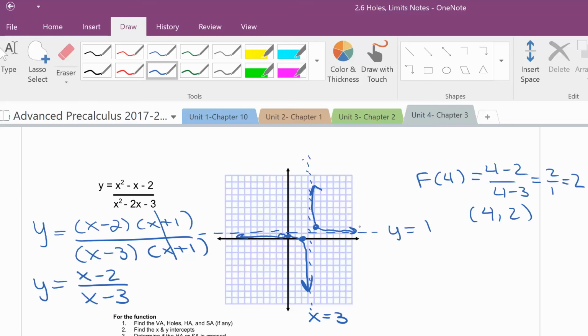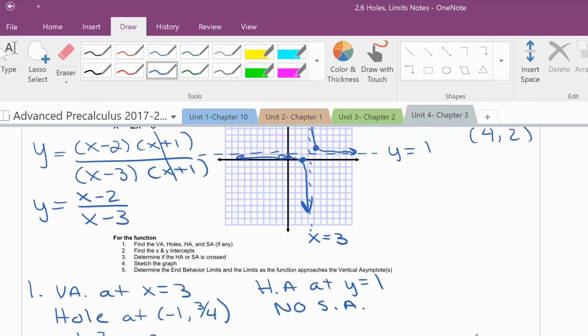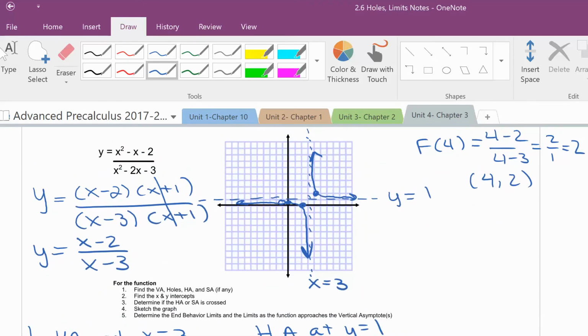So there's our graph. Now the last thing you need to do is find the limits. The end behavior limits are the limits of the function as x approaches negative infinity, meaning as x goes to the left. What is y doing? Well, notice y is going towards the horizontal asymptote of 1. And the limit of the function as x goes toward positive infinity, well, positive infinity goes out this way, y is going towards positive 1 again.